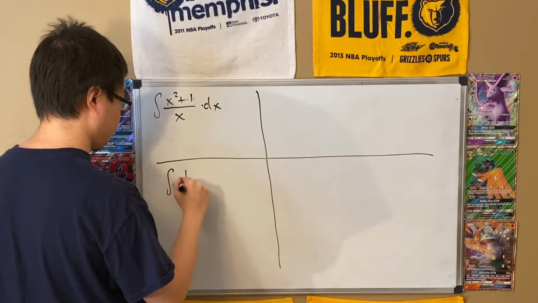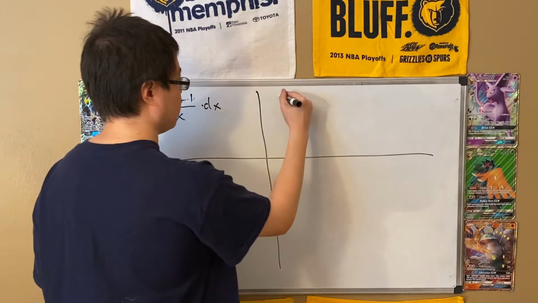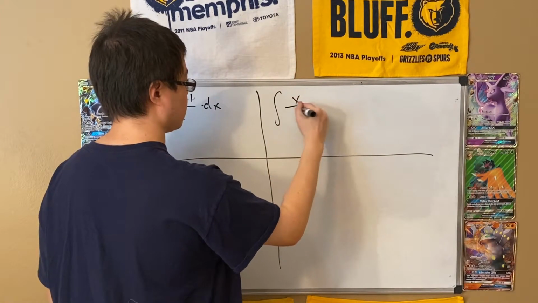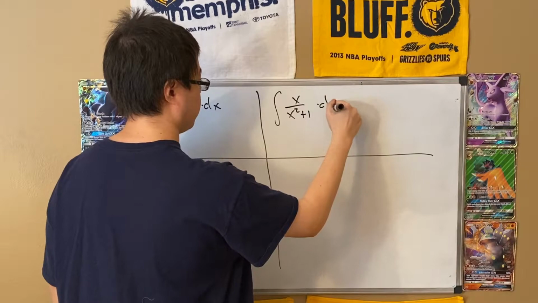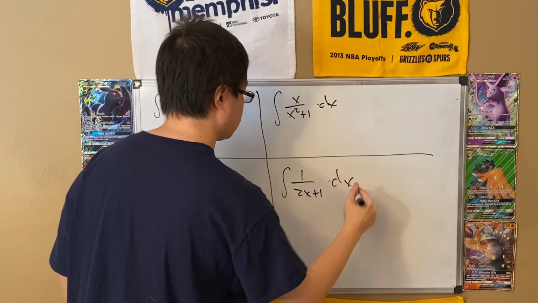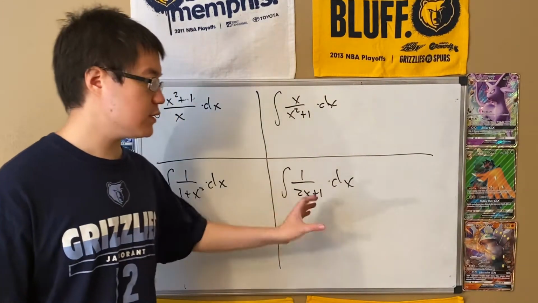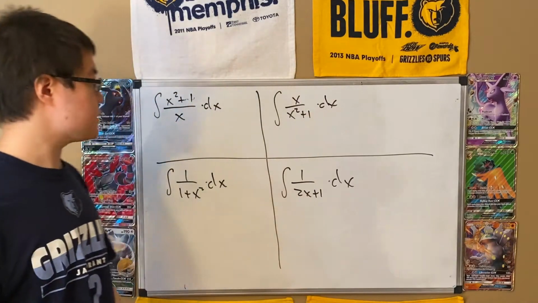Then I'm going to have the integral of 1 over 1 plus x squared times dx. So another little fraction. Then I'm going to have the integral of x over x squared plus 1. And then I'm going to have the integral of just 1 over 2x plus 1. So notice that all of these integrals are fractions, but they're going to be done quite differently. Every single one is different from the other. So I'm just going to get started.